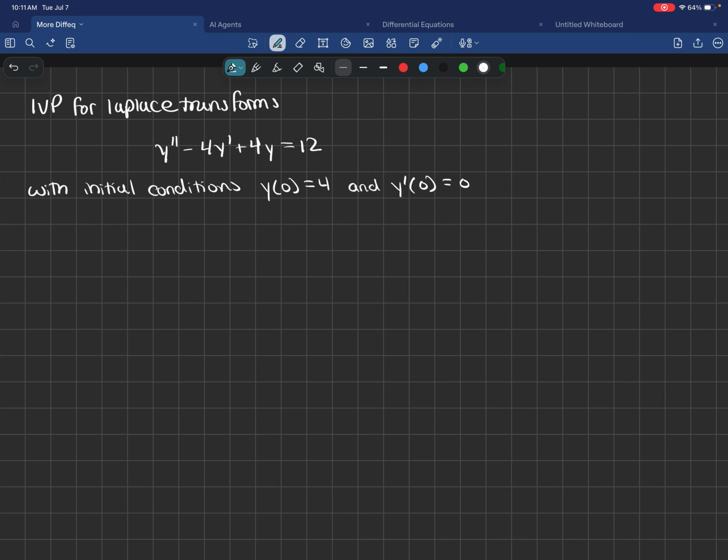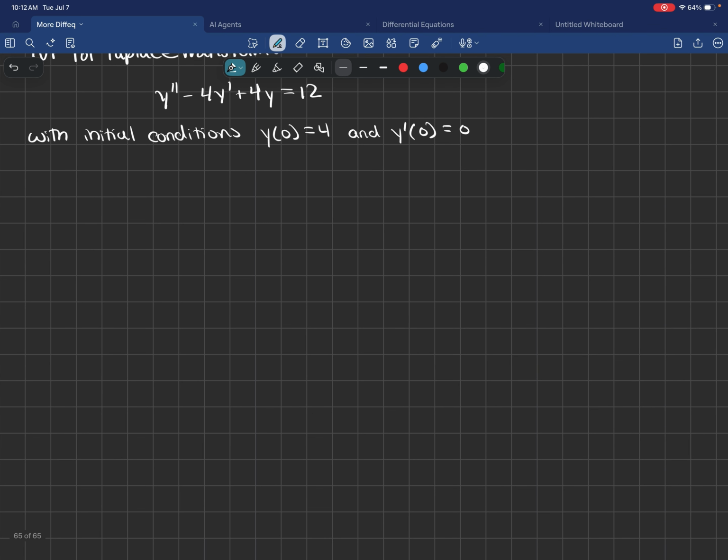Okay, so this is an IVP for Laplace transforms. We have our equation and we have our initial conditions. Our goal is to solve this IVP. So our first step is that we want to take the Laplace of both sides, and that looks like this.